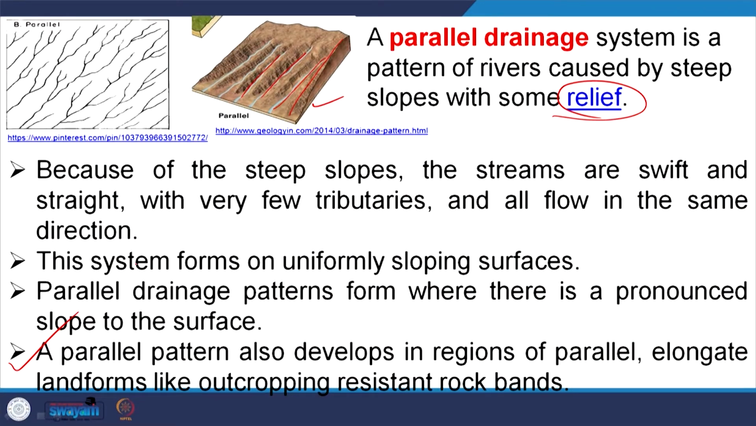First, there should be a steep slope with some relief, and the second interpretation is that it may be due to alternate exposure of hard and soft rocks. But the main thing, which of these applies in a region, will be studied and examined in the field.